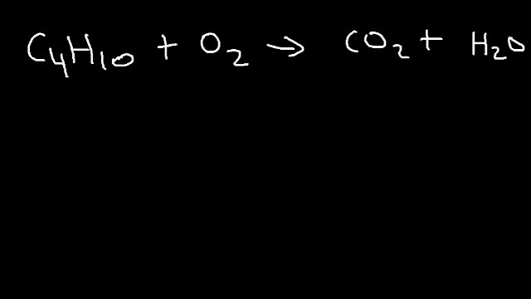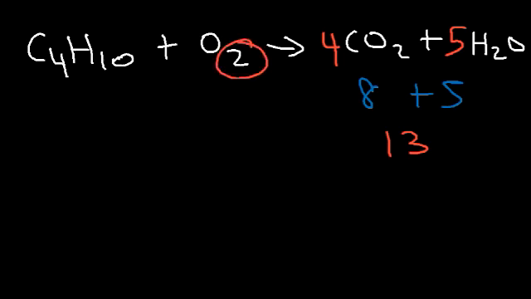Now how would you balance this combustion slash redox reaction? So let's start with the carbon atoms. We have 4 on the left, so we need to put a 4 in front of CO2. Now we have 10 hydrogens on the left side. 10 divided by 2 is 5, so we need to put 5 in front of H2O. Now how many oxygen atoms do we have on the right side? So we have 8 and 5, which is 13.